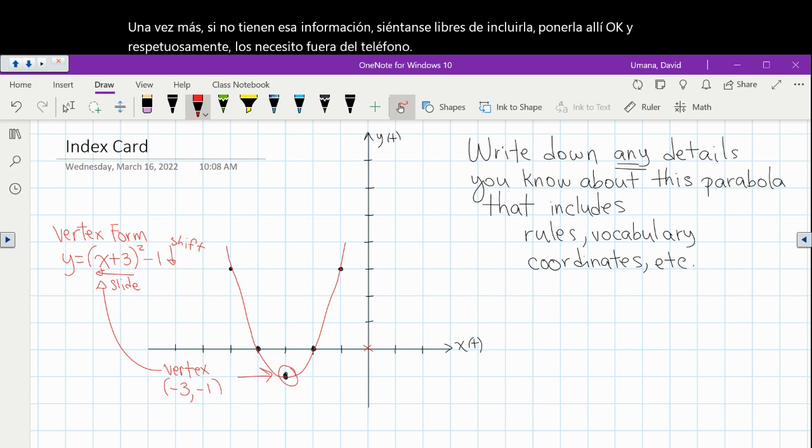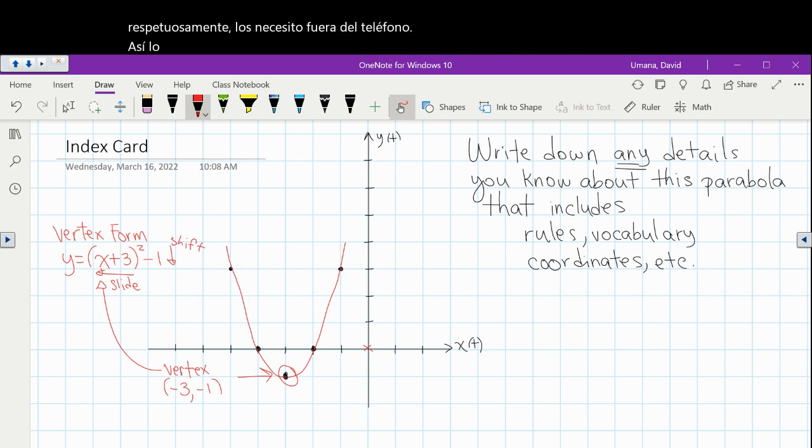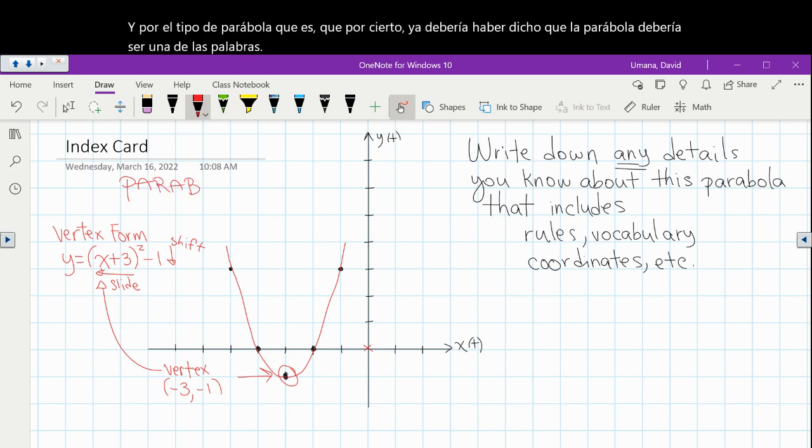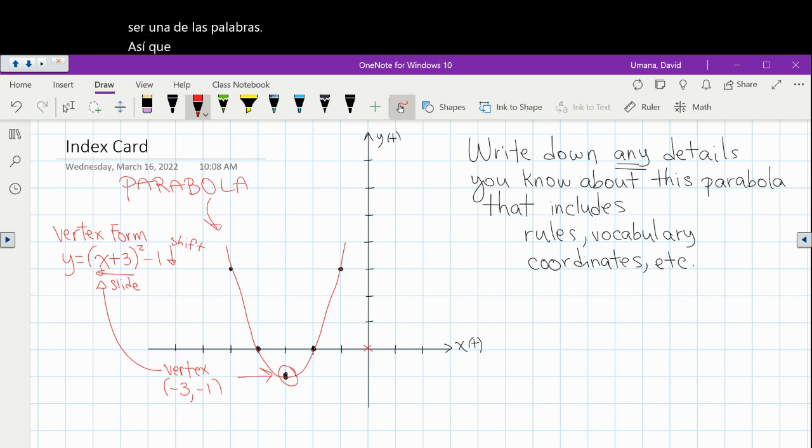So I have vertex, vertex form, slide and shift. And because of the kind of parabola that it is, which by the way, I should have already said, parabola should be one of the words. But as soon as I say that I have a slide and a shift, there's this other thing that we normally do when we describe this kind of parabola. And it has to do with skip counting.